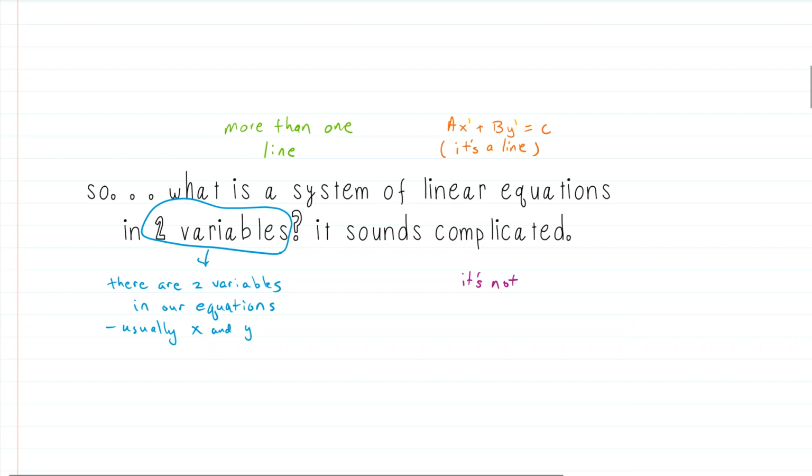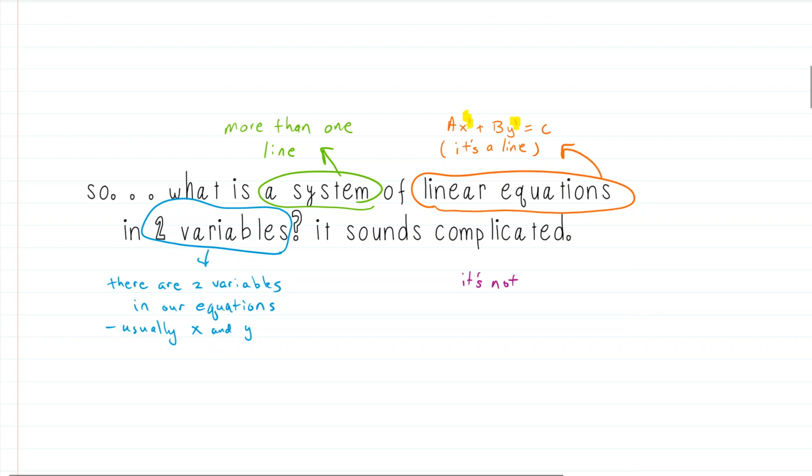They're linear, so you have linear in this definition. That just means that all of the variables have exponents that are 1. So those are implied and you don't see them. So we'll never have an exponent that's not 1 on any of the two variables. And a system just means we have more than one of these equations.